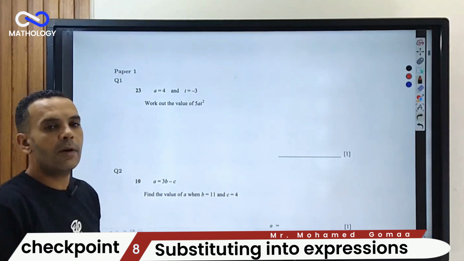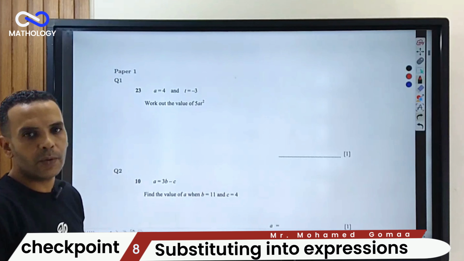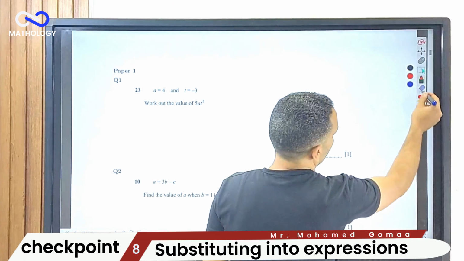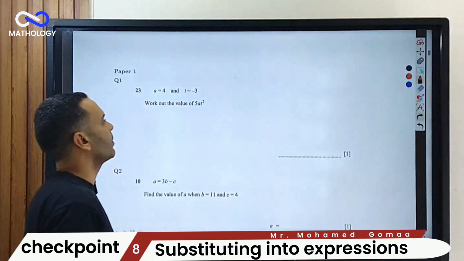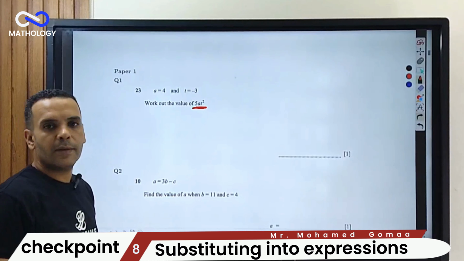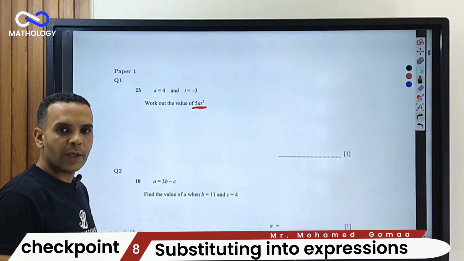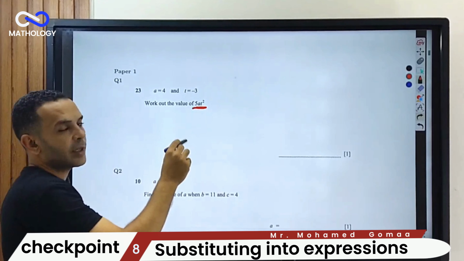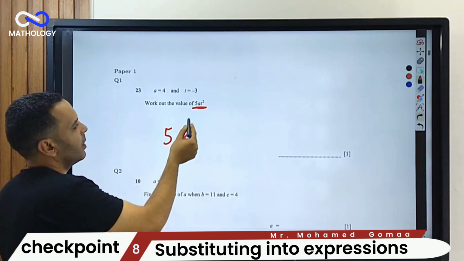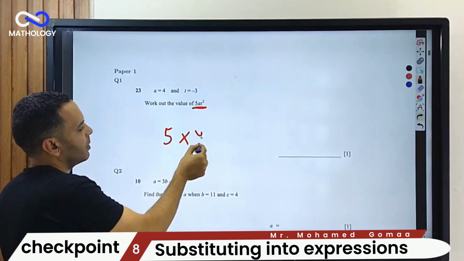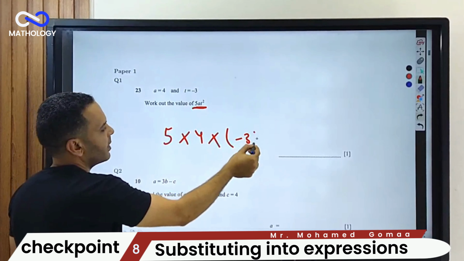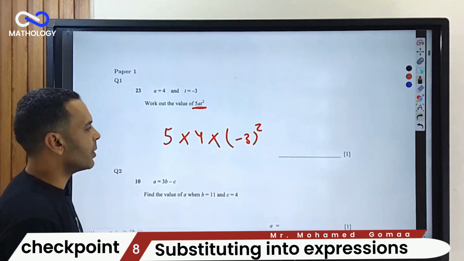Okay, another one. A equals 4, t equals negative 3. Work out the value of 5at power 2, or 5at squared. Okay, substitute into the expression. This operation is a product or multiplication operation. The product of 5 multiply a multiply t power 2, it will be 5 times, replace a with 4, times t power 2, t equals negative 3, negative 3 power 2, or negative 3 squared.